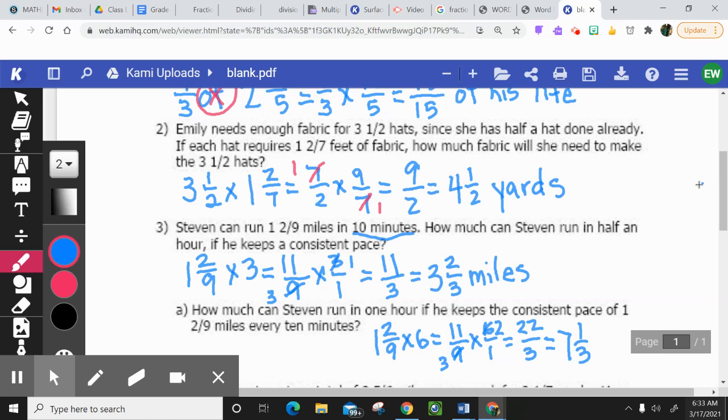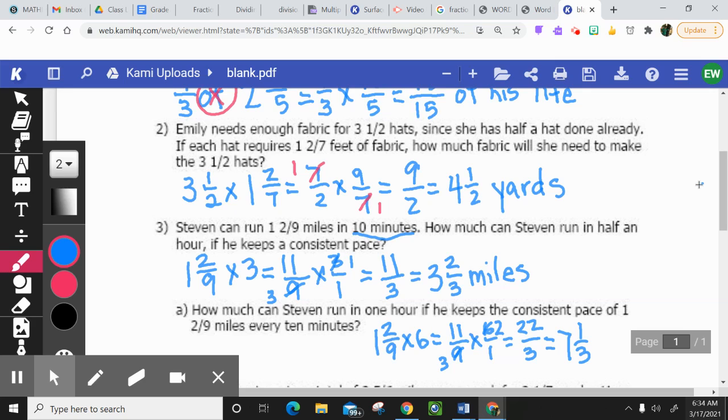This one took a little thinking, as 10 minutes. He runs 1 2/9 miles in 10 minutes. How far can he run in half an hour? Half an hour is 30 minutes, so I said he did that 3 times. 3 10-minute periods in 30 minutes, okay? So 1 2/9 is 11/9 times 3/1, 11/3. Let's reduce that, make it into a mixed number, 3 2/3 miles.